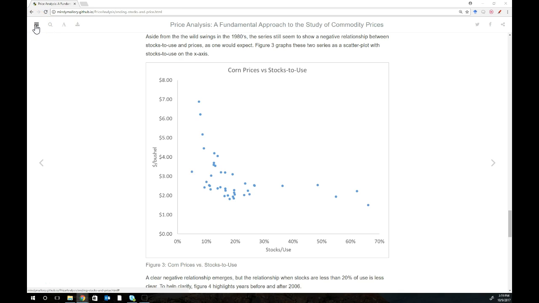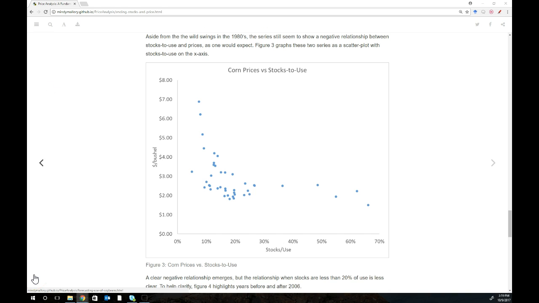We're continuing now with Chapter 11 of Price Analysis, a fundamental approach to the study of commodity prices. I've displayed here in Figure 3 the same information that we had displayed in Figure 2, but now as an XY scatter plot. So we have stocks to use on the x-axis, and dollars per bushel, the season average price per bushel that we would find as the last row in a WASDE balance sheet, displayed on the y-axis.